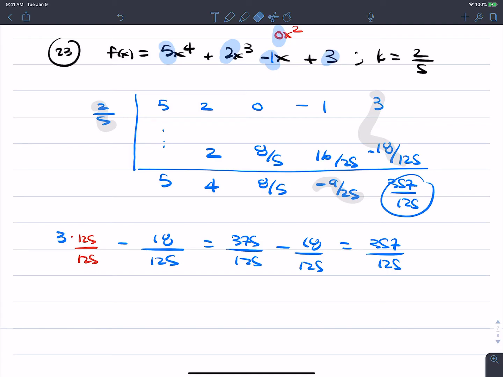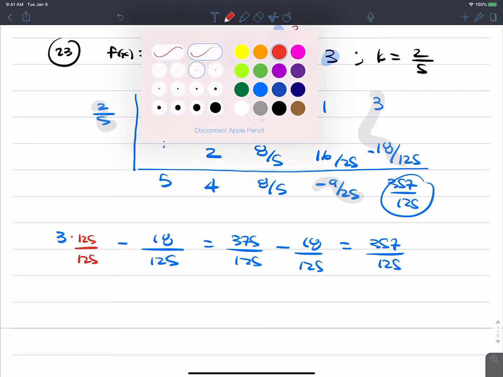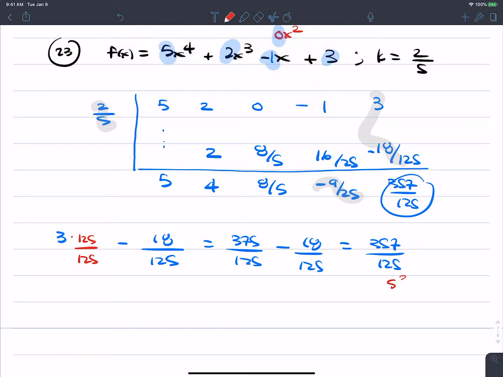Now, you might want to think about reducing this fraction, because every answer that we give as a fraction must be reduced to lowest terms. However, notice the denominator, when we break that down into the product of its primes, is 5 to the third power. And the prime 5 does not go into the number 357. 5 doesn't go into 357. Because 125 is written as 5 to the third power, it looks like this is reduced, and this is our answer.